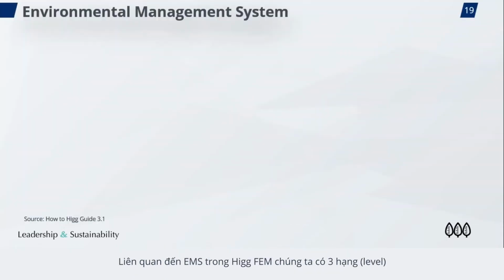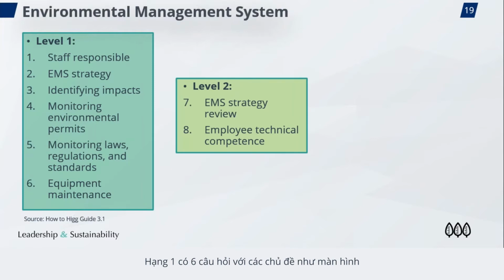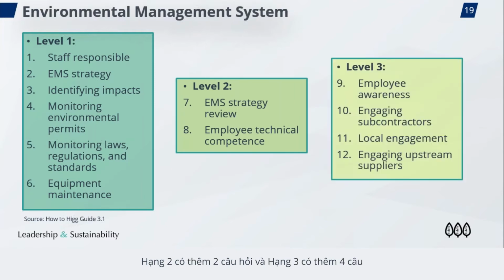And regarding the section environmental management system in the Higg, we have the 3 levels here, and you see at level 1, we have 6 questions with the topics you can see here on the screen. At level 2, we have 2 questions. And at level 3, we have 4 questions. And we will now walk you through those questions one by one.